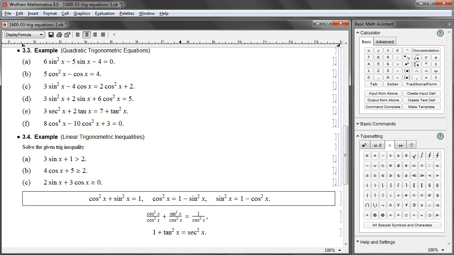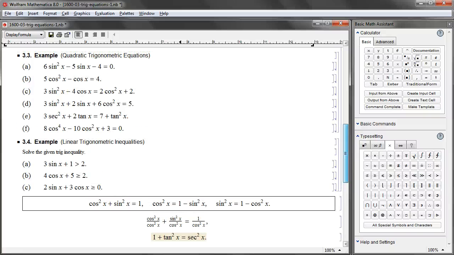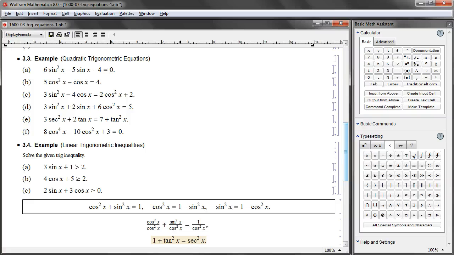So we can actually derive the other Pythagorean identity from the standard one like this by dividing both of them by cosine squared. If you use that, then you can change the secant squared into 1 plus tangent squared, and you're going to get only tangent.